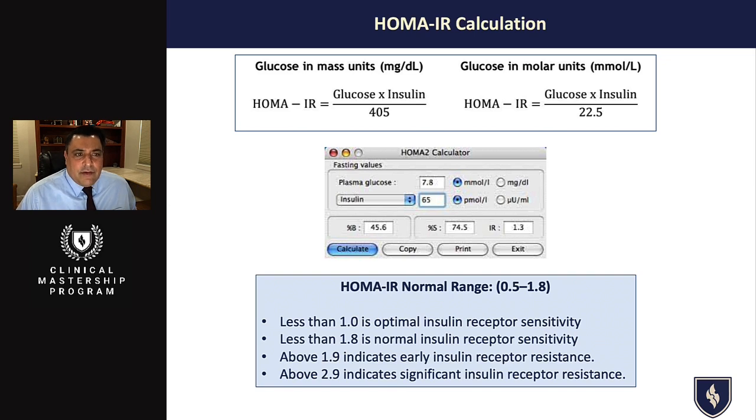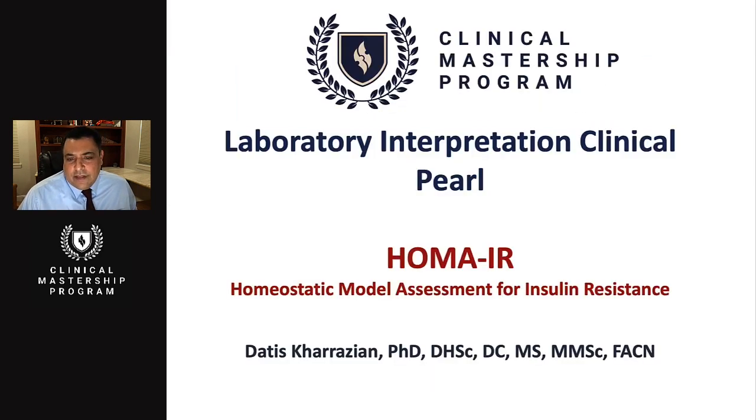So those are the main things I wanted to cover for this clinical pearl, just the homeostatic model assessment for insulin resistance. And I hope you get a chance to incorporate that into your practice. I think you'll find it useful, especially for those subtle insulin resistance patterns in the very early stages.